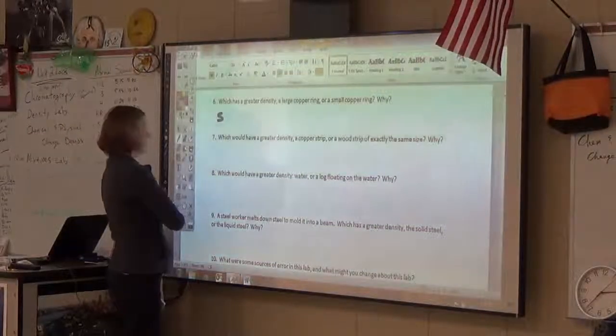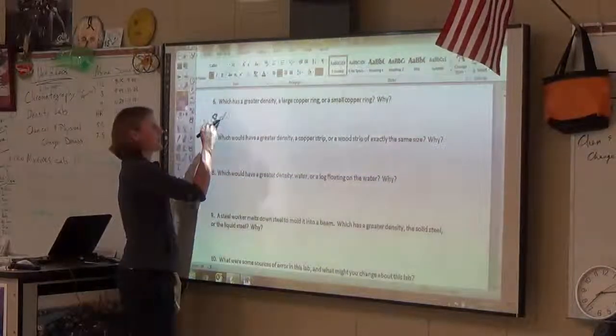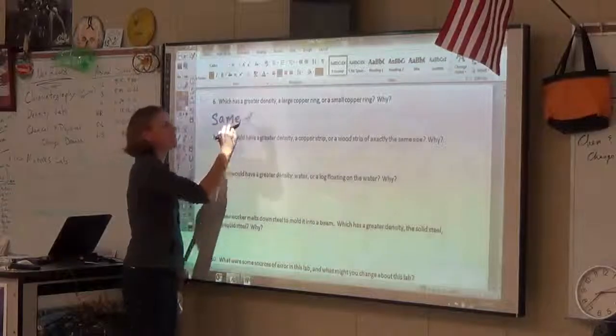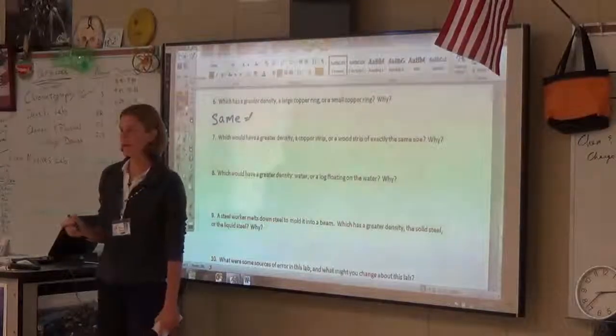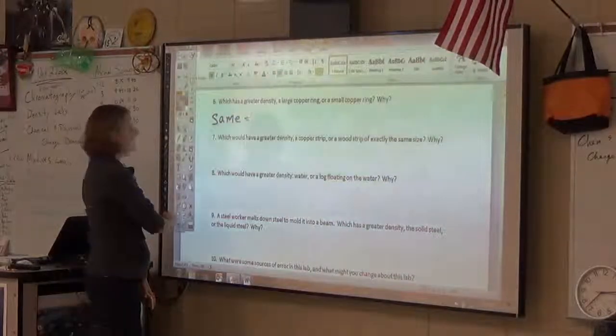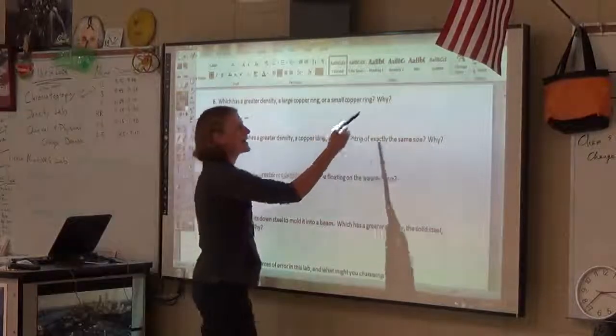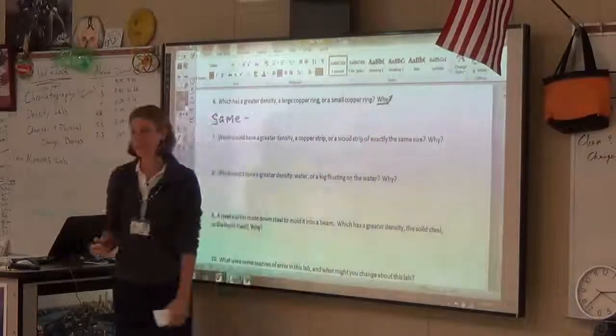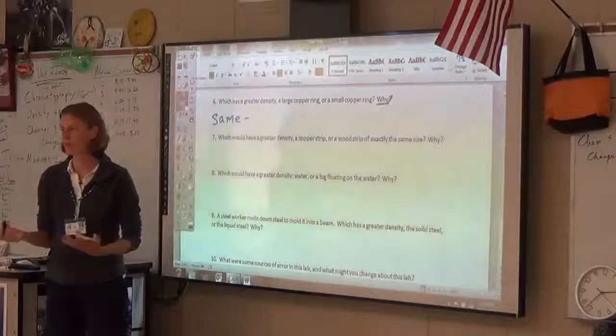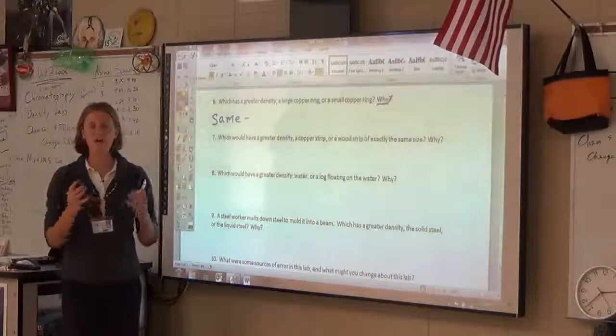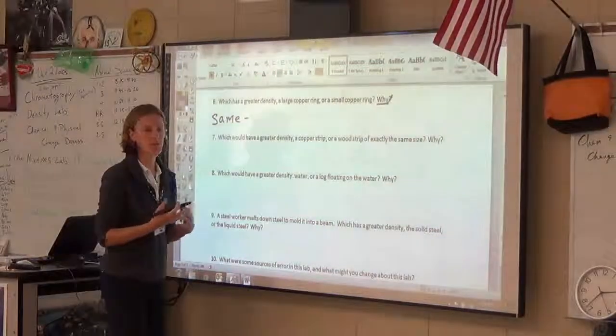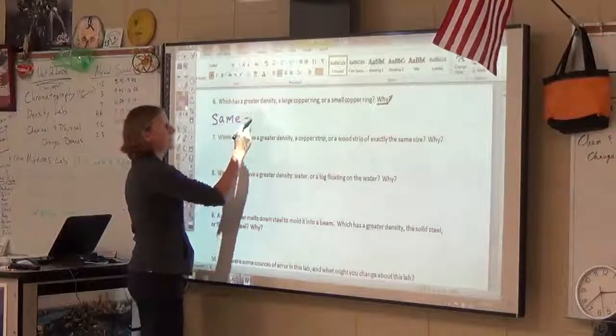Now he's correct. The mass is different. The volume's different. But the ratio of mass divided by volume is the same. And why? Well, because copper is copper is copper. It doesn't matter how big a chunk of copper I have. The atoms are all packed equally close in any chunk of copper.